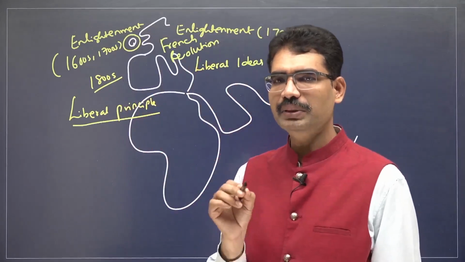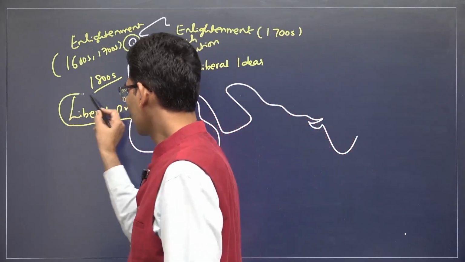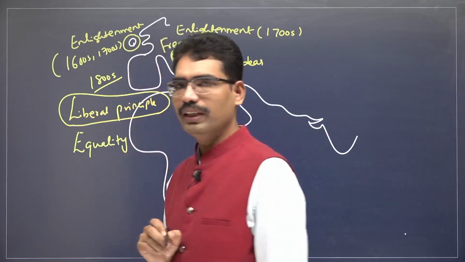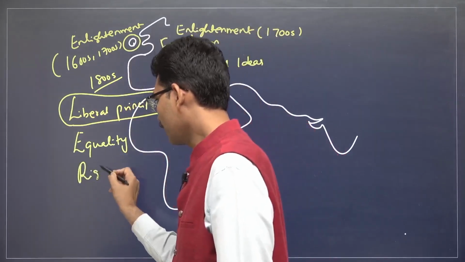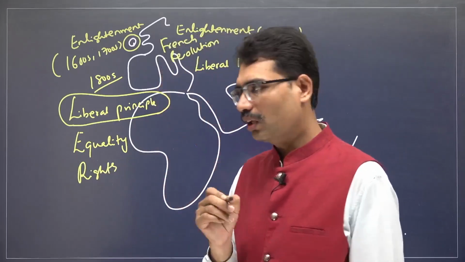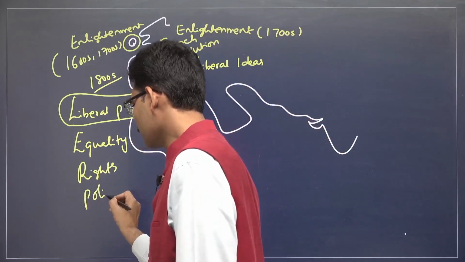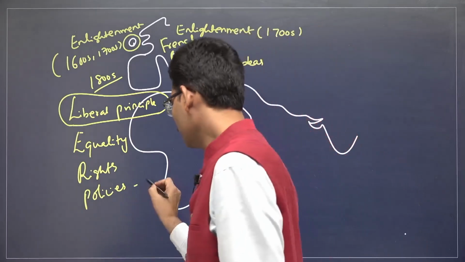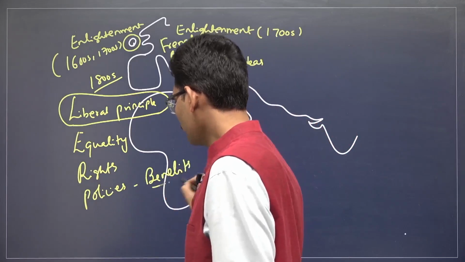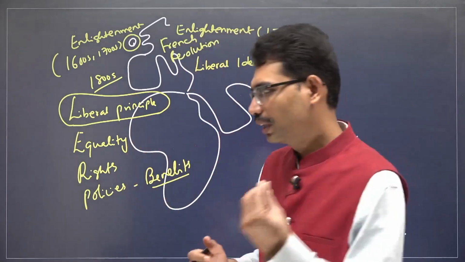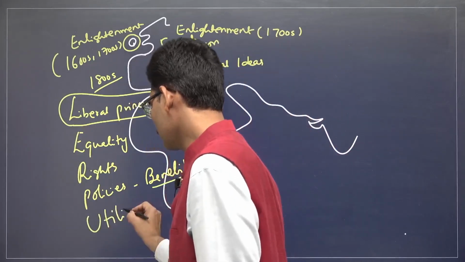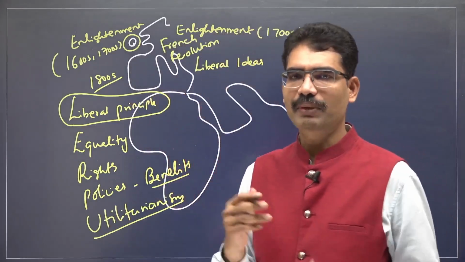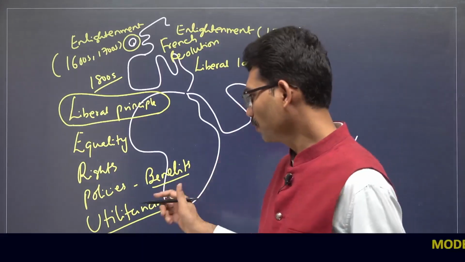In the British Parliament and British Cabinet also, the leaders were talking about liberal principles, like we should treat people equally and respect the rights of the people, and the government should take policies in such a way that they benefit larger sections of the people. That philosophy came to be known as utilitarianism. Jeremy Bentham and James Mill were the key proponents of utilitarianism.